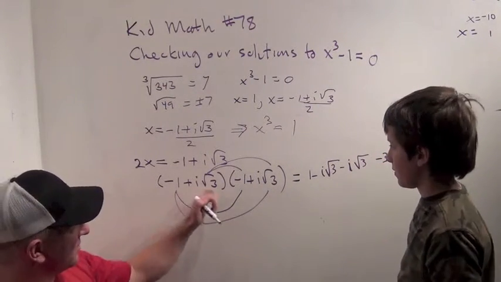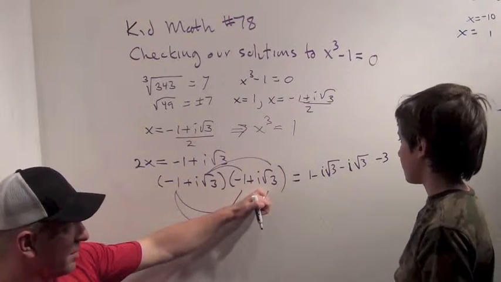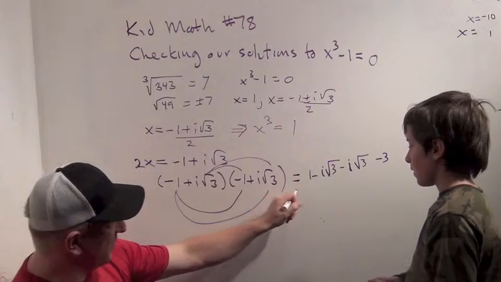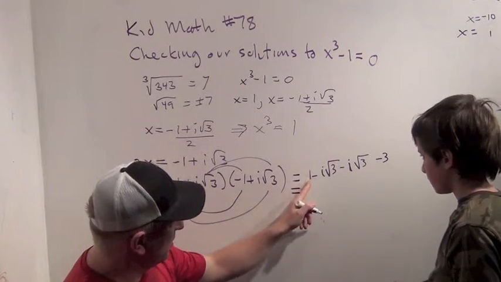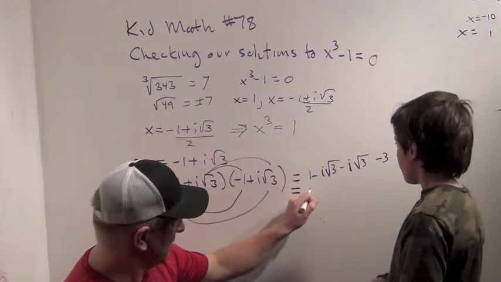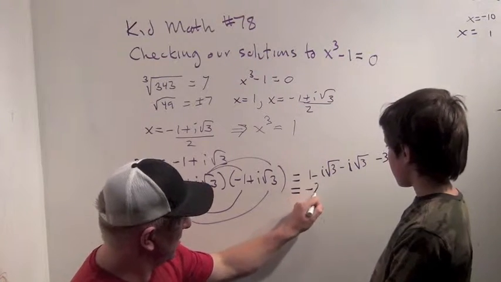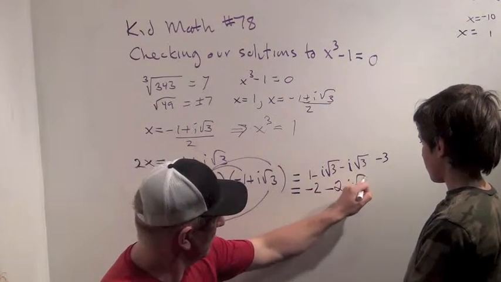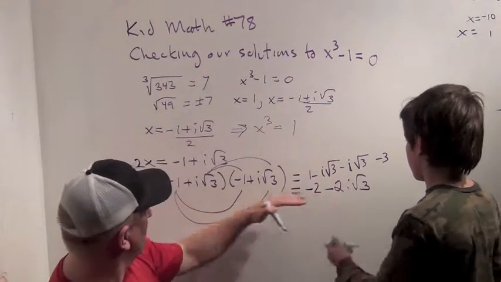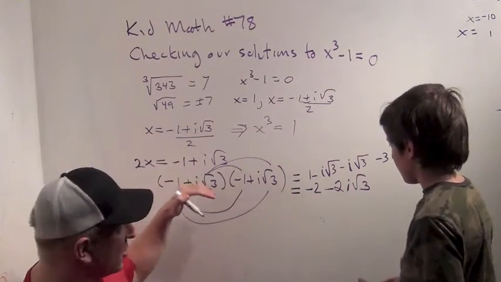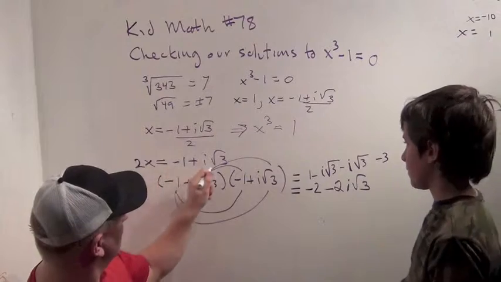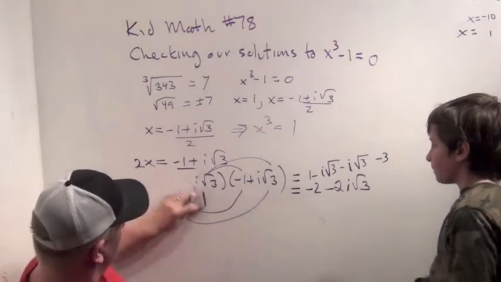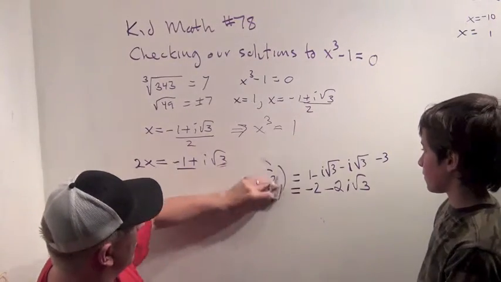Very good. The i squared gives you a minus 1, and the square root of 3 times the square root of 3 gives you a 3. So this simplifies to 1 minus 3, which is negative 2, minus 2i times the square root of 3. Now we have to do one more, since we're cubing and have only squared so far. Let's erase a little bit and multiply it out one more time.